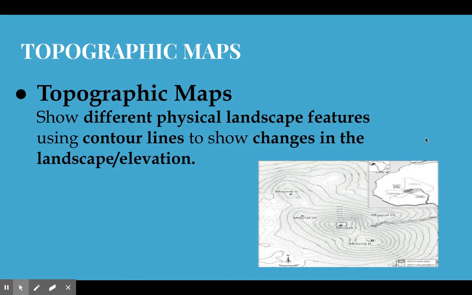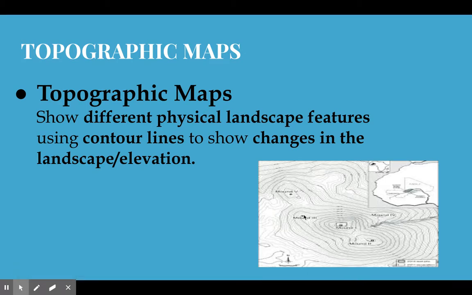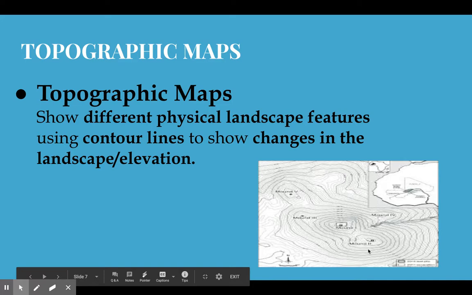All right, my least favorite type of map, topographic maps. I'll explain why I don't like those in a minute. They show different physical landscape features by using these contour lines to show changes in elevation or the landscape. So the closer the lines are together, the higher the elevation. So here you see all these lines. That's probably a hill, a large hill. In this area, look, this is probably higher than other areas around it because look at all those circles.